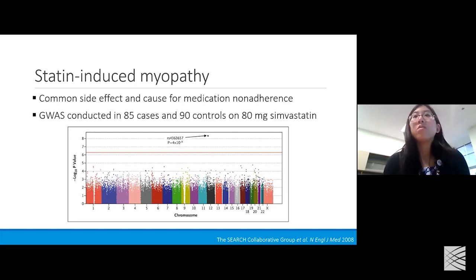And so a genome-wide association study was conducted to search for genetic predictors of severe myopathy, conducted in 85 cases and 90 controls on 80 milligrams of simvastatin, which is a commonly used statin. And it identified a single strong association of myopathy with an intronic SNP located within SLCO1B1, which is a gene that codes for a hepatic transporter gene that regulates the uptake of statins.